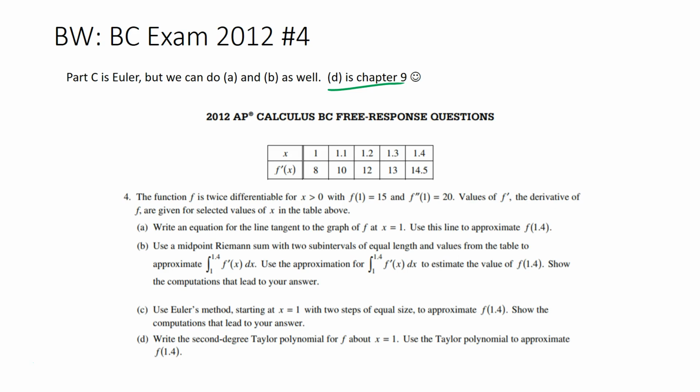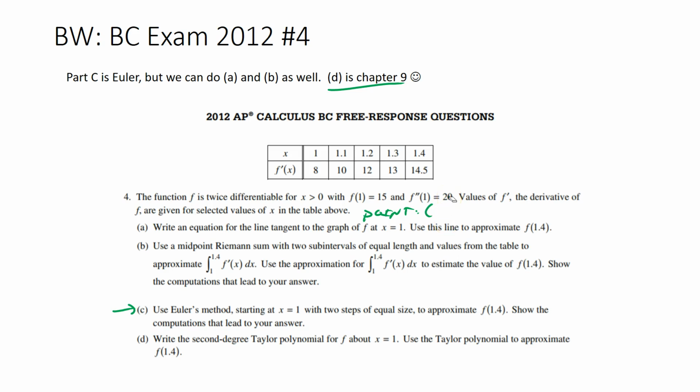All right, so I'll kind of go through each part of the problem, but C is the part that I really want to make sure that we focus on. So if you want to skip to that part, you can. So for A, they ask us to write an equation for the line tangent to the graph at x equals 1. So for that, we need a point and a slope. Well, our point, we know the x-coordinate is 1. This table gives us the derivatives. It doesn't give us the y-coordinate, so they must give us some other information because they never ask us a question that we can't do.